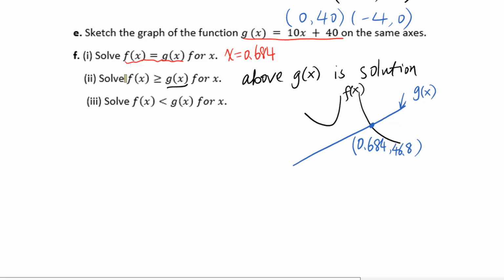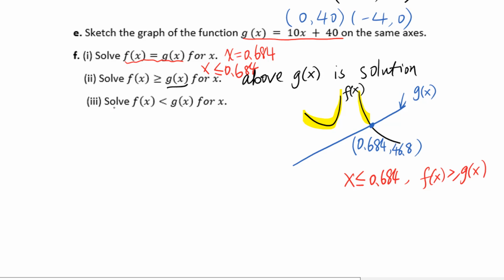So for second one, f of x greater than or equal to g of x means this part and this part. When x less than or equal to 0.684, then the f of x greater than or equal to g of x. This will be x less than or equal to 0.684.